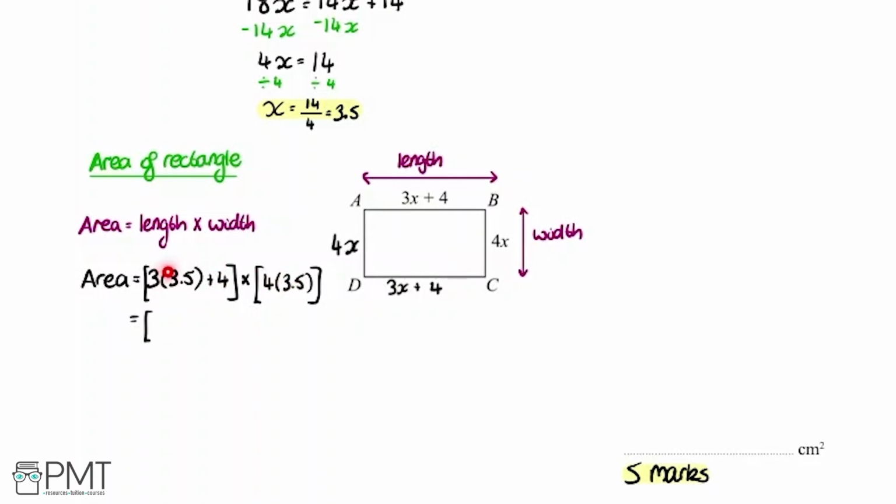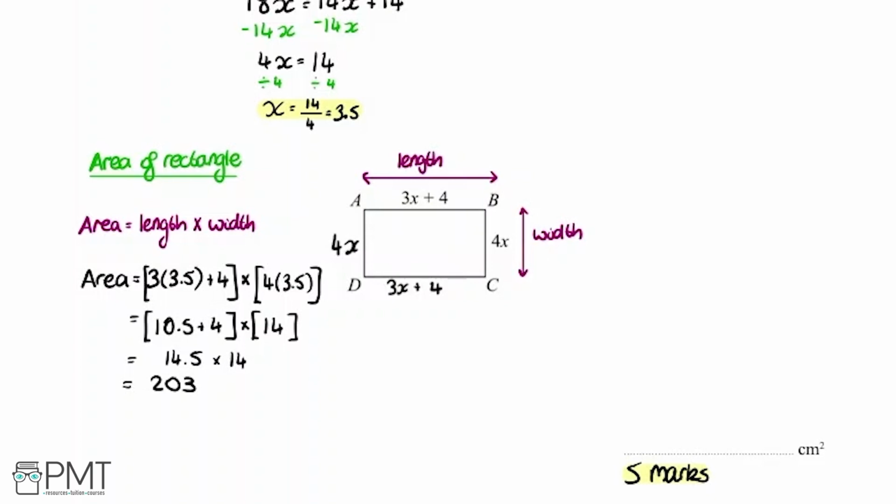So 3 multiplied by 3.5 is 10.5. And we've still got plus 4 here. That's multiplied by 4 multiplied by 3.5, 14. Now this bracket first, we've got 10.5 plus 4, which is 14.5. And that's multiplied by this bracket here, so 14. And putting that into the calculator, we get the final answer of 203.